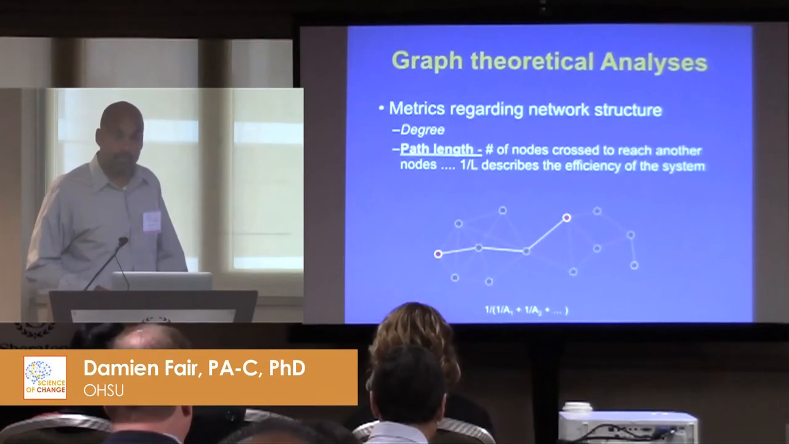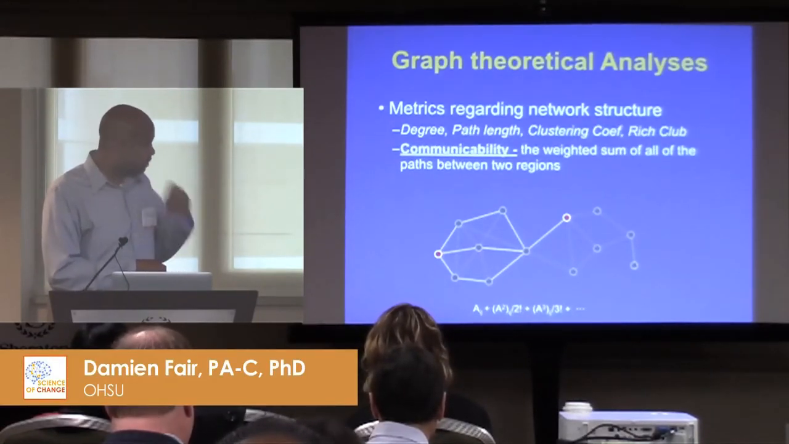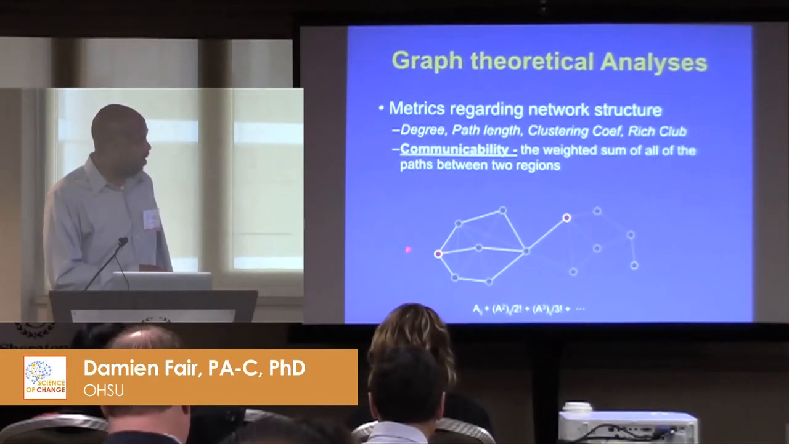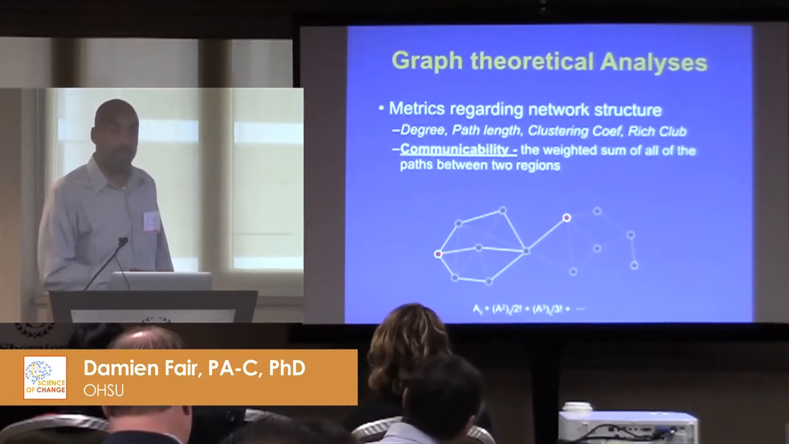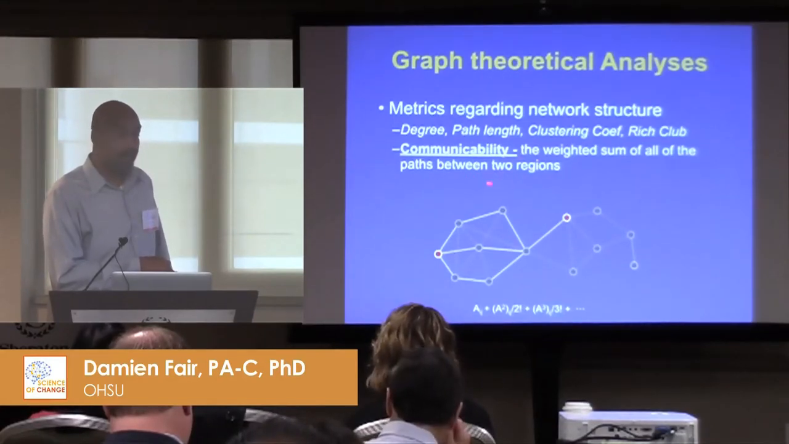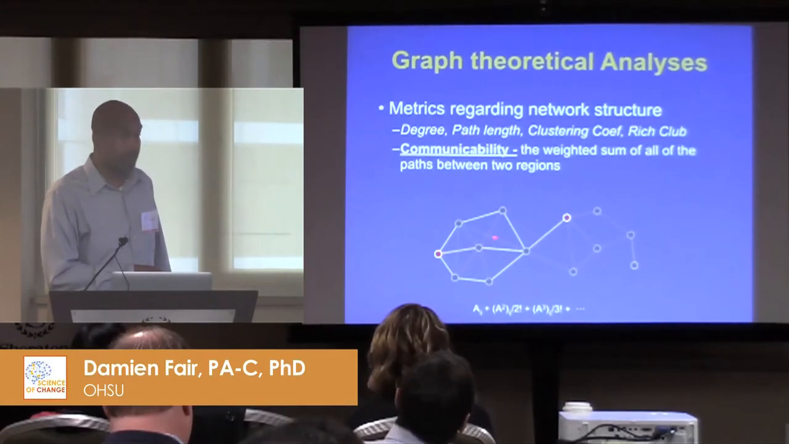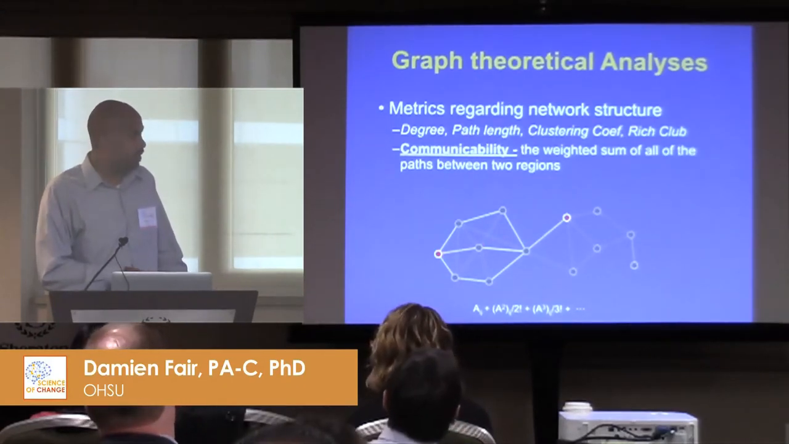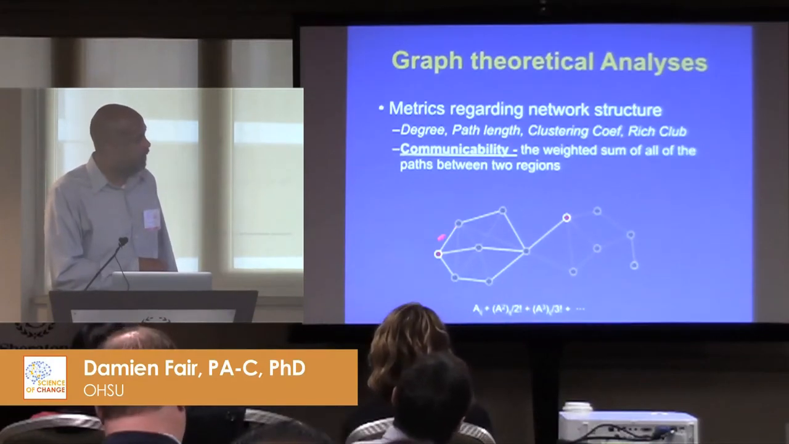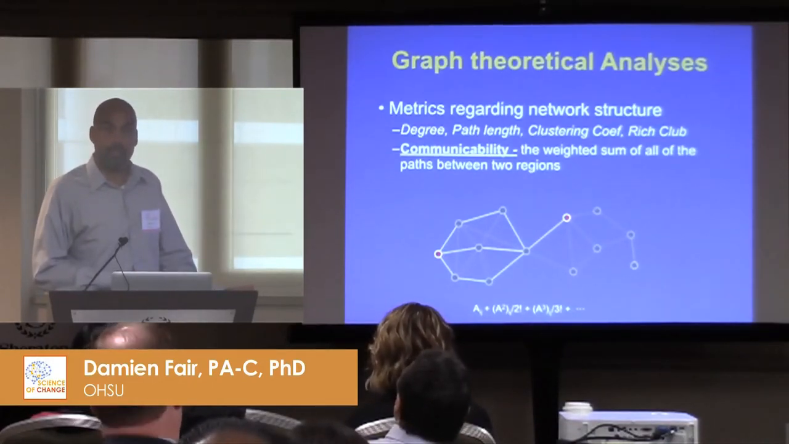But there are some other measures like this one, which is called communicability, which considers all the different paths between two nodes, right? And the communicability is simply the weighted sum of all the paths between two regions, where if I have a direct connection between two regions, the shorter the path, the more weight it gets. This is the equation, but the point is that you can sum up all the paths between two regions, weighting them by the number of jumps you need to get between those guys, okay?